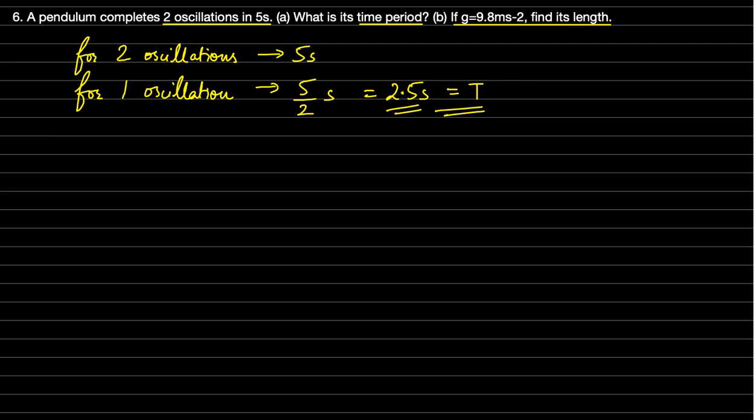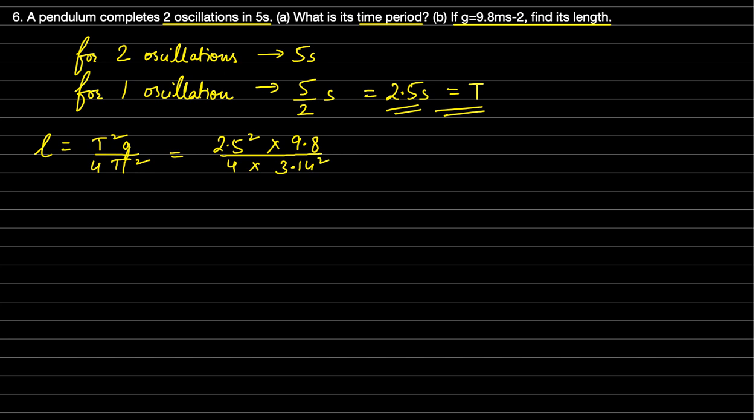Now what is given is, we need to find the length. So in the previous question, we used the formula L is equal to T square into G divided by 4 into pi square. So I'll be using the same formula. So T square is going to be equal to 2.5 square into acceleration due to gravity. We're supposed to take it as 9.8 divided by 4 into pi square happens to be 3.14 square.